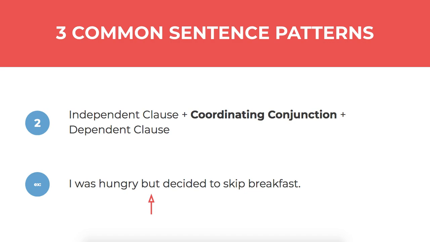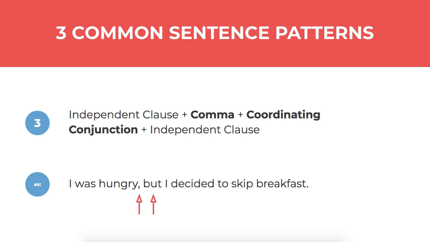I was hungry. That's a complete thought. It has a subject and a verb, so it's an independent clause. But, there's our coordinating conjunction, decided to skip breakfast. That is not a complete thought right there. So we have independent plus coordinating conjunction plus dependent clause. Let's move on to the next one.